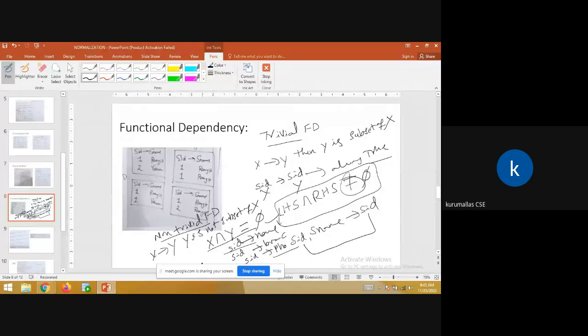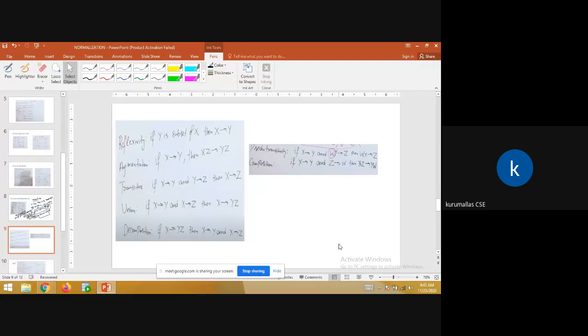So in this way we have different types of functional dependencies. These are the properties of functional dependencies. The first one is reflexivity. Reflexivity means if Y is a subset of X, then X tends to Y. This is equivalent to trivial functional dependency. Next, augmentation. If X tends to Y, then we write XZ tends to YZ.